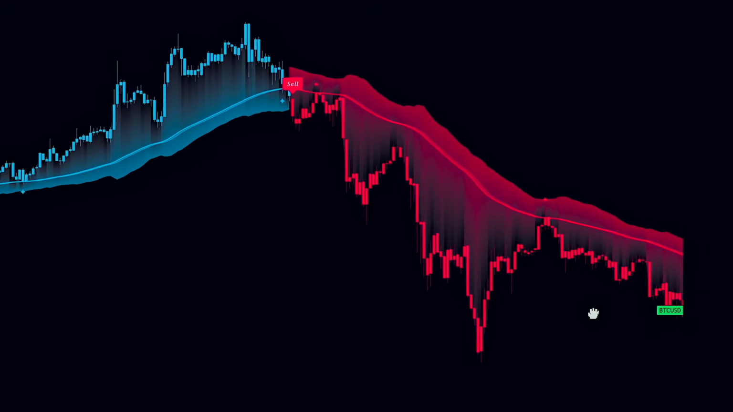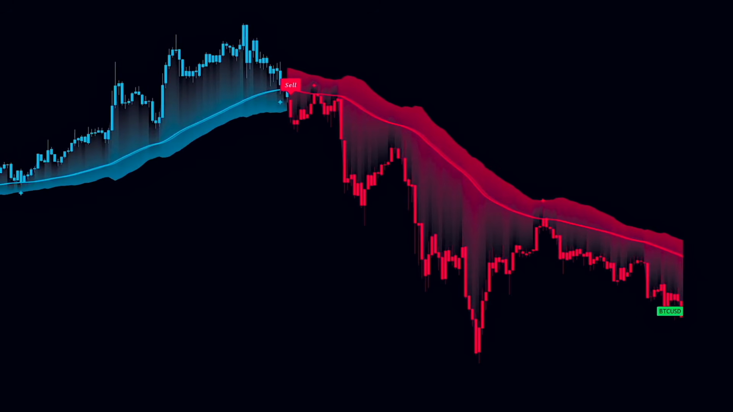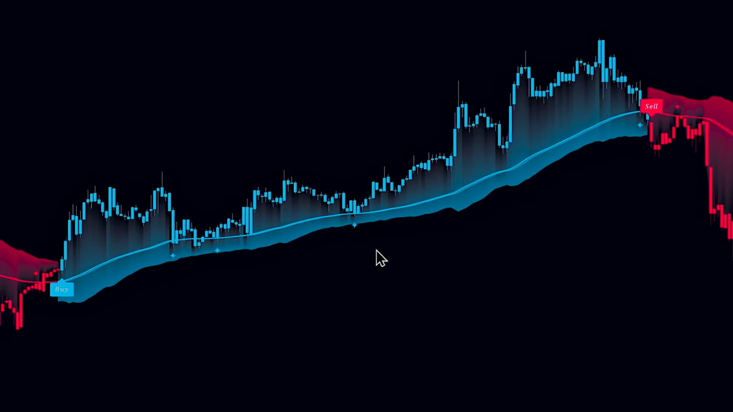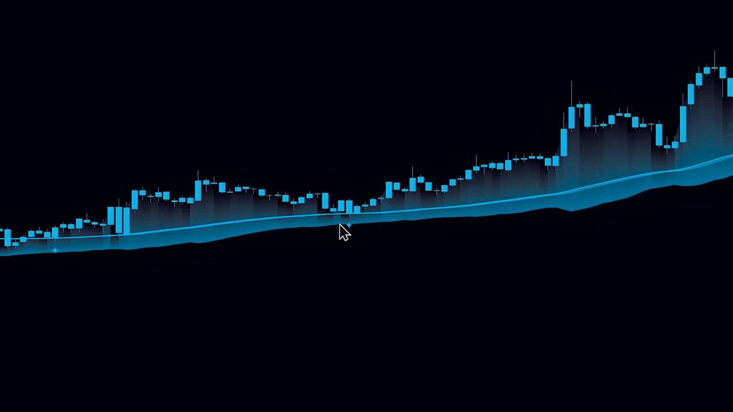You'll also notice that the cloud thickness changes over time. When the cloud becomes wider and more obvious, that usually means intrabar momentum is stronger. When the cloud becomes thin and compressed, the move is weaker or price is consolidating.